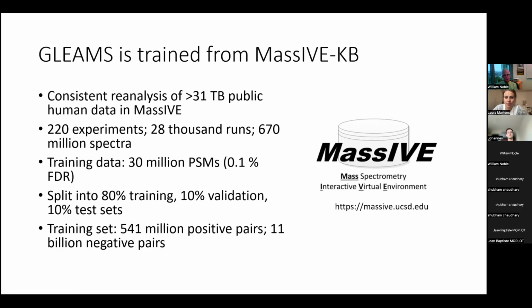And then, of course, we split these into training, validation, and test in such a way that you don't have the same peptide occurring in different sets. And so then in the end, you really have 540 million positive pairs and 11 billion negative pairs for training the Siamese network.